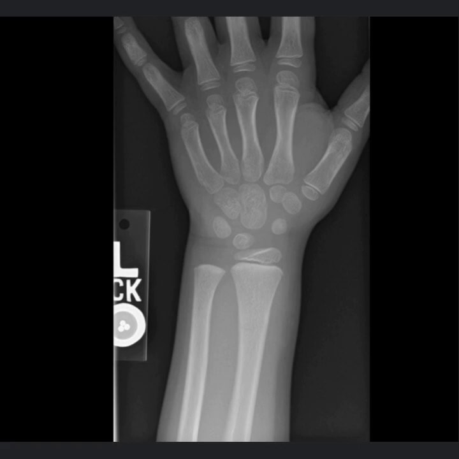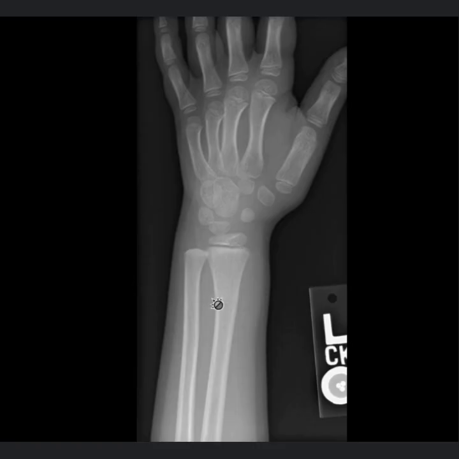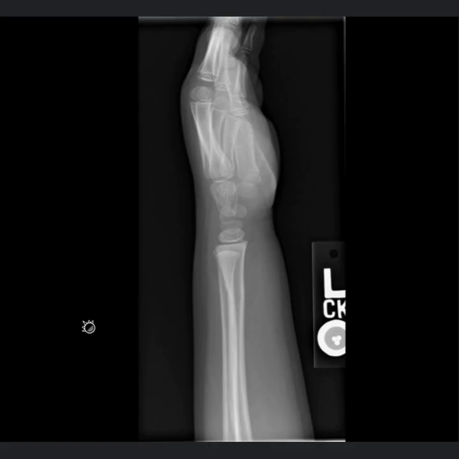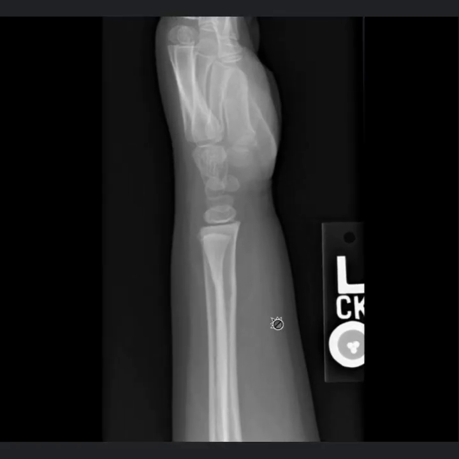You can see on this AP view, this is a 7-year-old, so she is skeletally immature, and it's faint, but you can see that there is a fracture line directly through here at this metadiaphyseal junction and the distal third of the radius. Again, if we go to our oblique view here, you can see this fracture line as well, and also start to see some slight angulation noted. And then when we go to our lateral view, this is much more apparent.